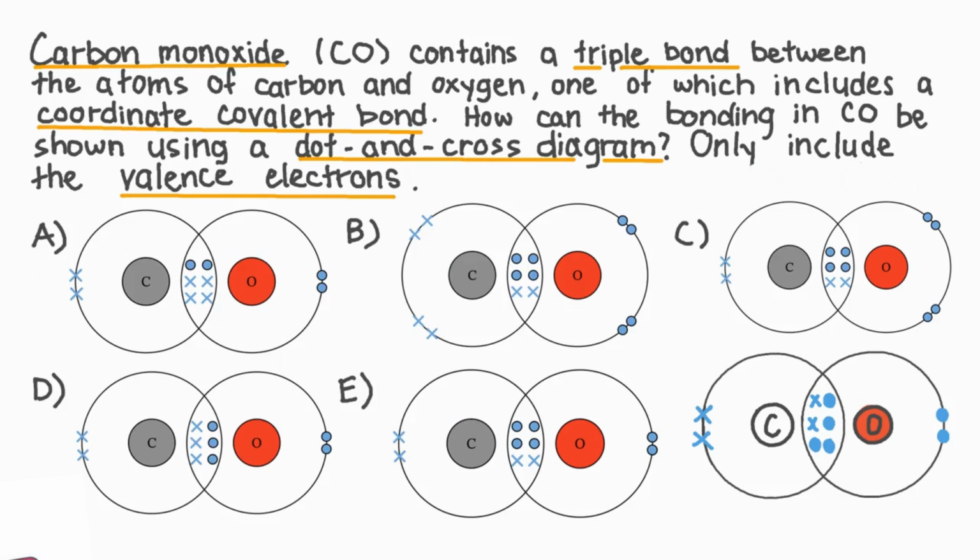Now we've finished our dot and cross diagram, so we can compare what we've created to the answer choices. We can see that the bonding in carbon monoxide, including the coordinate covalent bond, can be shown using a dot and cross diagram that matches answer choice E.